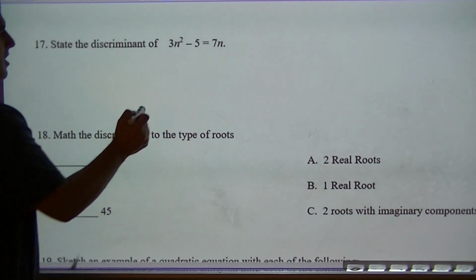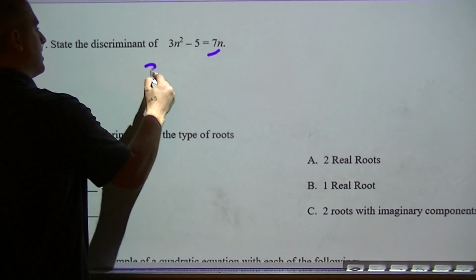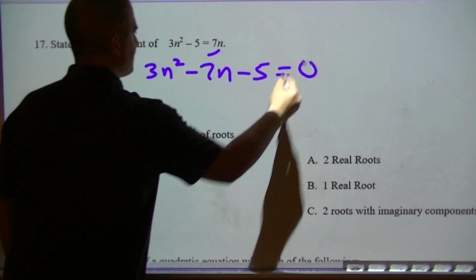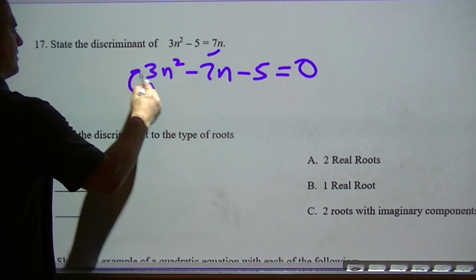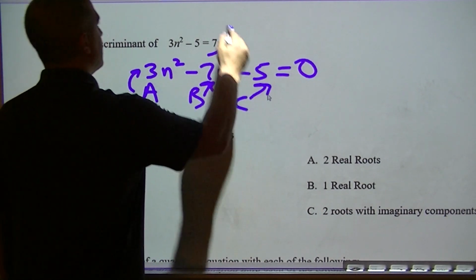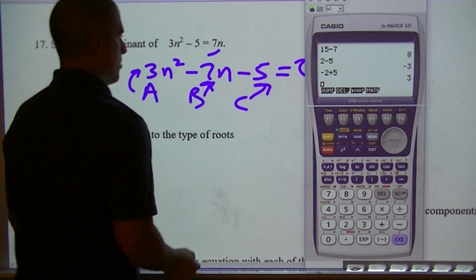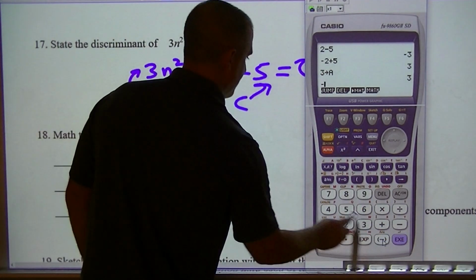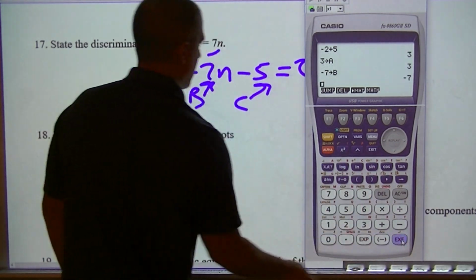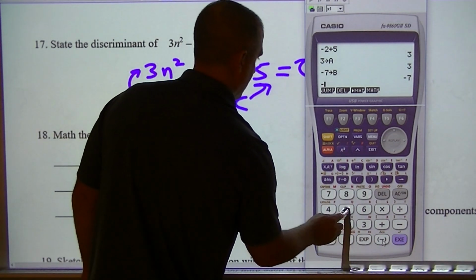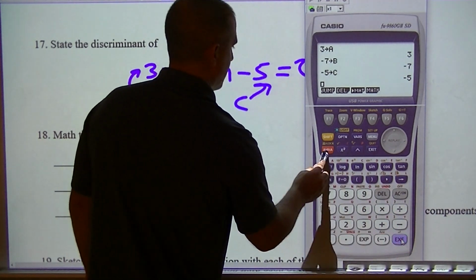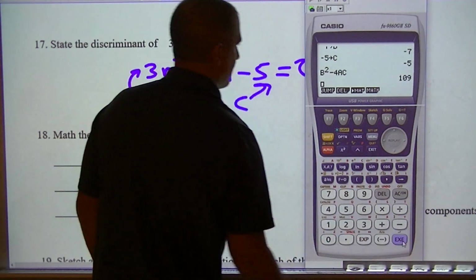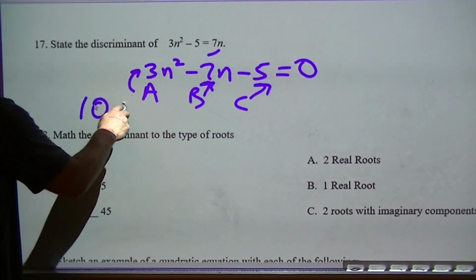Find the discriminant. Just like the other ones, I got to move that back. So that's going to be 3n squared minus 7n minus 5 equals 0. What I'm going to do is store this as A, this is B, and this is C. So the way I store that is I go 3, arrow, alpha A, negative 7, arrow, alpha B, and negative 5, arrow, alpha C. Then I do alpha B squared minus 4 alpha A alpha C. Okay? And so I get 109. That is the discriminant.